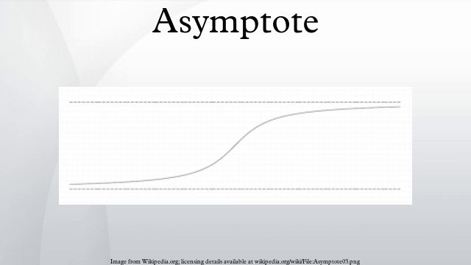Horizontal asymptotes. Horizontal asymptotes are horizontal lines that the graph of the function approaches as x tends to plus or minus infinity. The horizontal line y equals c is a horizontal asymptote of the function y equals f(x), if the limit of f(x) as x tends to infinity equals c, or the limit as x tends to minus infinity equals c.